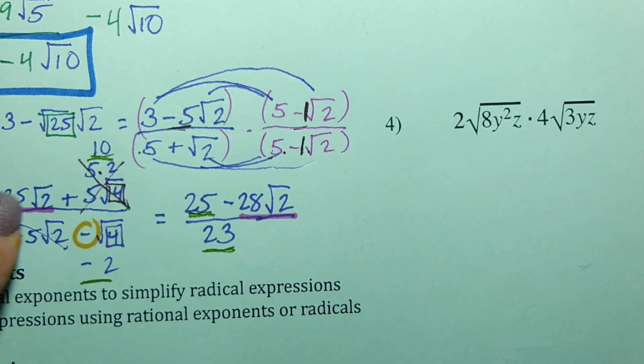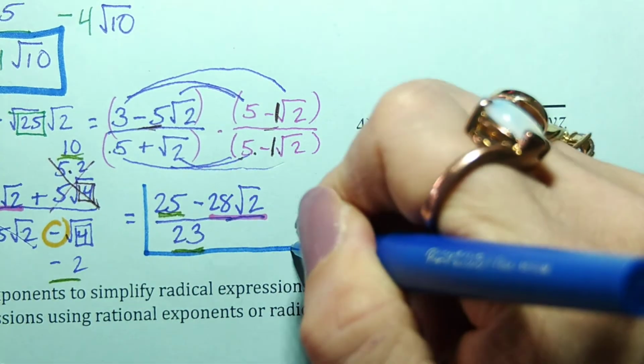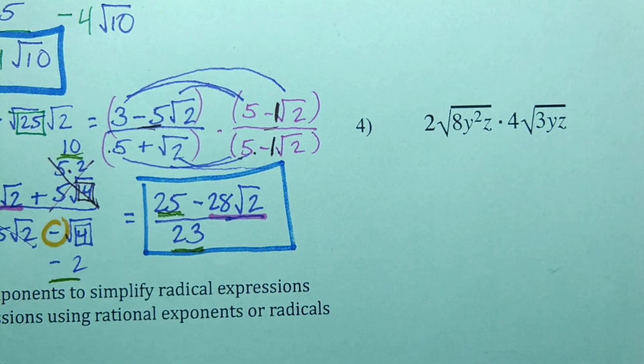Now, folks, number 4. Let's see what you remember from yesterday with multiplying. Coefficients times coefficients, radicals times radicals, and then simplify. Would you multiply y2 times y1, or did you add them? Y3? Obviously different. So you're multiplying the bases. So what do we do with the exponents? Add them. Correct.